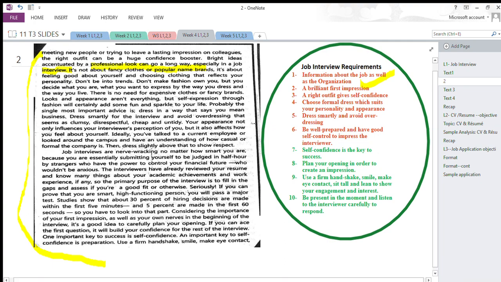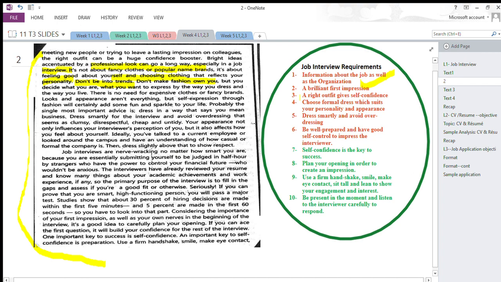It is not about fancy clothes or popular name brands. It's about feeling good about yourself and choosing clothing that reflects your personality. Don't go for brands. Sometimes even if you are wearing branded dresses, but you don't know how to carry yourself, or maybe the dress doesn't suit your personality, you are going to fail. Don't be into trends. Don't see that if this thing is in fashion, maybe that thing doesn't suit you.